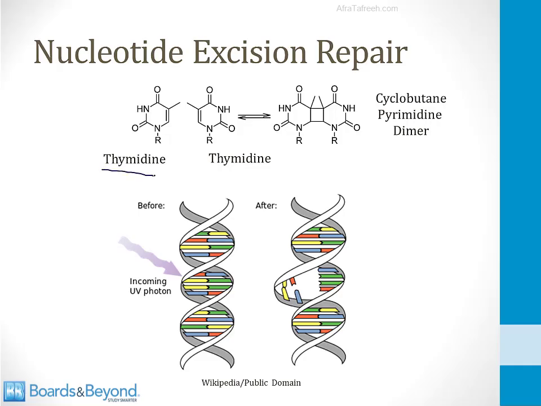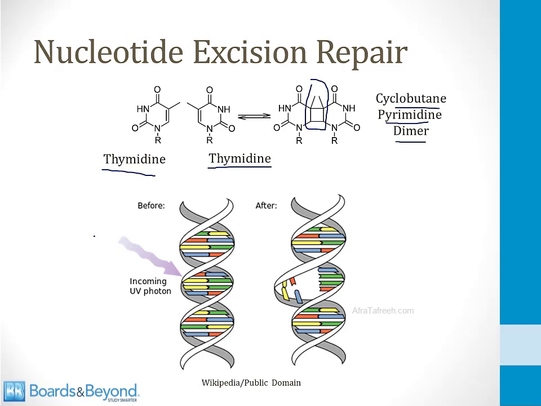So thymidine is one of the pyrimidine bases, and two thymidine molecules can become linked together, as I've shown at the top of the screen here. This forms what's known as a pyrimidine dimer. This one I've shown on the screen specifically is called a cyclobutane pyrimidine dimer because of this structure that links the two pyrimidines together.